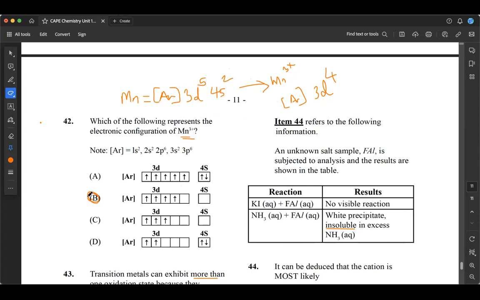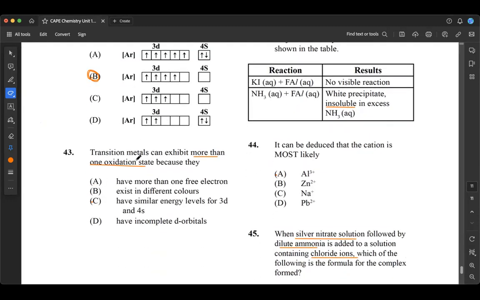Okay? So moving along now to 43. 43 says transition metals can exhibit more than one oxidation state because they have more than one free electron. And that's not true. It's not because they have more than one free electron. Can they exhibit more than one oxidation state because they have different colors? No, that's not really why they would have more than one oxidation state. They have different colors because they have more than one oxidation state, but that's not why they have more than one oxidation state, right? What is the reasoning? Like the reason on a chemical level why they have different oxidation states.